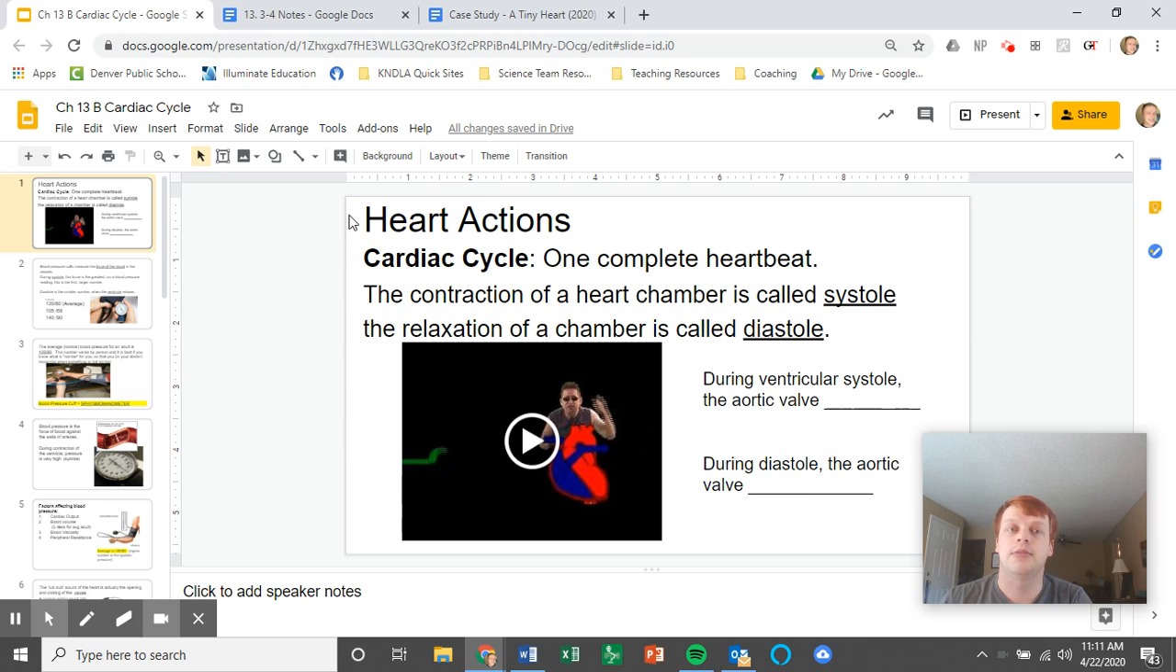So last class we talked about the parts of the heart and how they function. Today we're going to talk about what those different parts, along with our veins and arteries, do to pump blood.